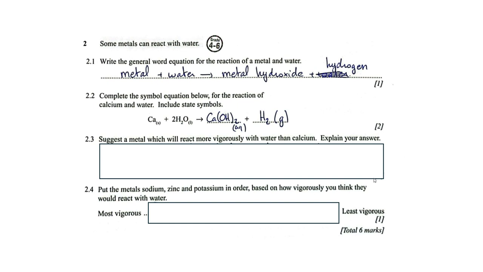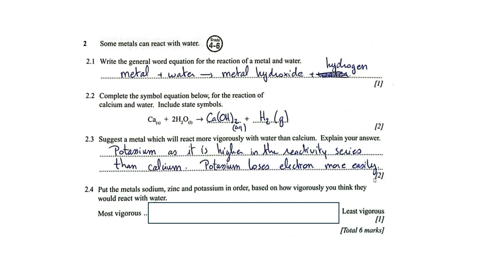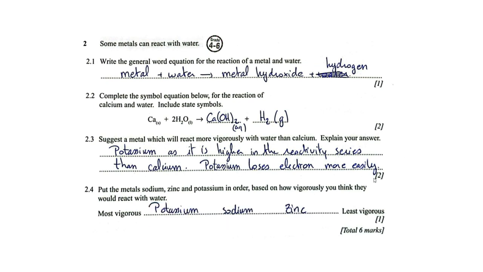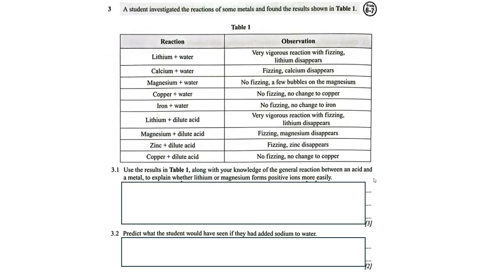Explain your answer. Potassium, because it's higher in the reactivity series than calcium. It loses electrons more easily. Put the metals sodium, zinc, and potassium in order of reactivity. So the most vigorous, you need to remember this, is potassium, followed by sodium, and zinc is last. Okay, let's go quick. A student investigated the reaction of some metals and found the result shown in table 1.